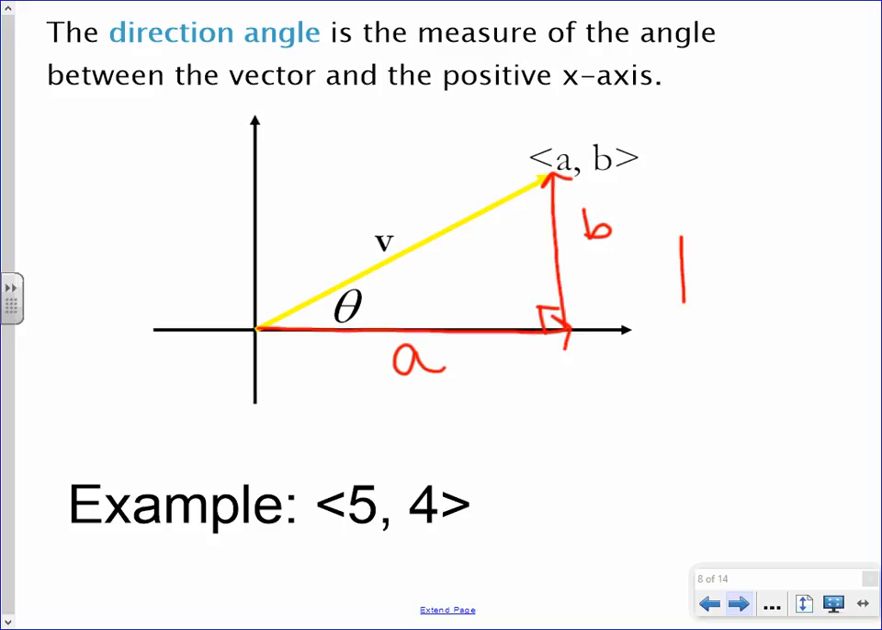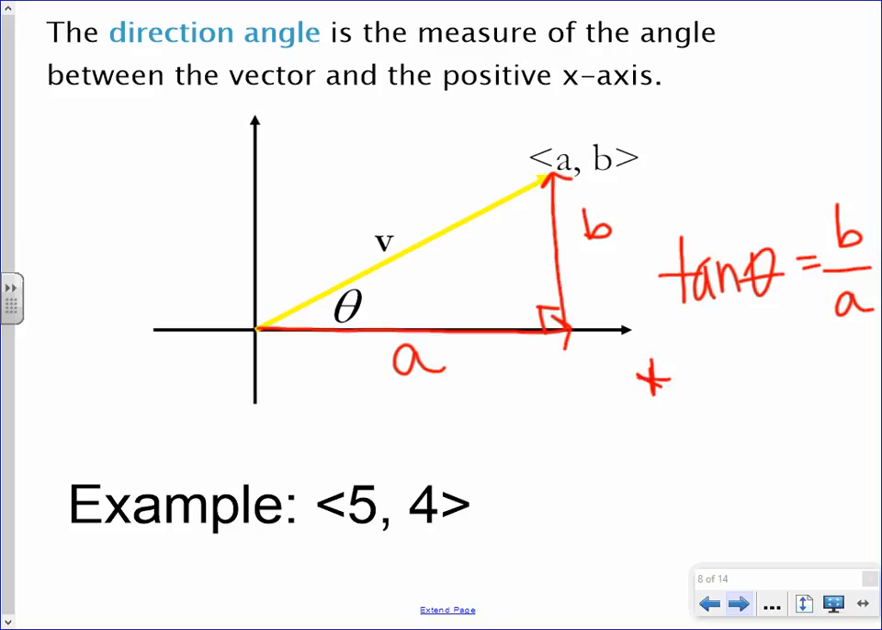The tangent of theta is going to equal b over a. That is exactly what we are going to use. Tangent of theta is opposite over adjacent. You can either remember that or use your picture to do it. Okay, because in chapter 4 we did this quite a bit.